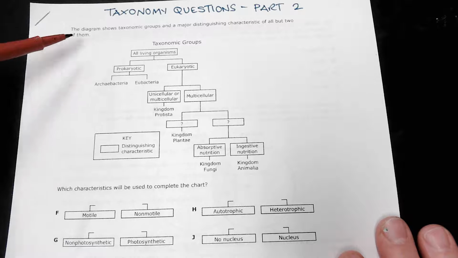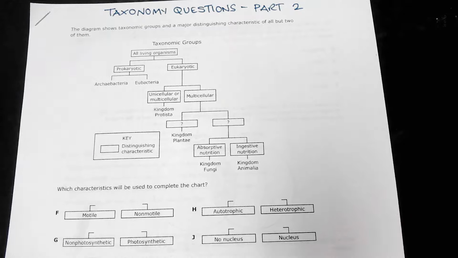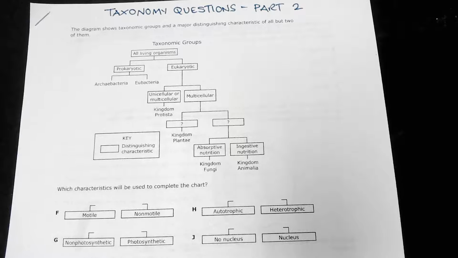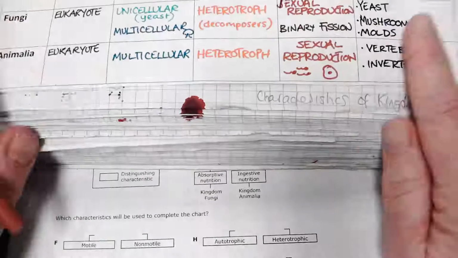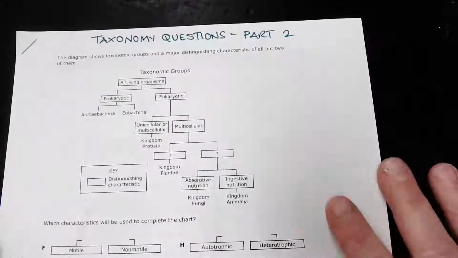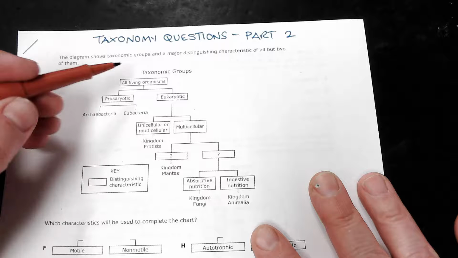So the diagram shows the taxonomic groups and major distinguishing characteristics of all but two of them. By now you should have this chart filled in. If you remember, we did this one about the different characteristics of all the major kingdoms. If you don't have that, it would be a good idea for you to get it done.